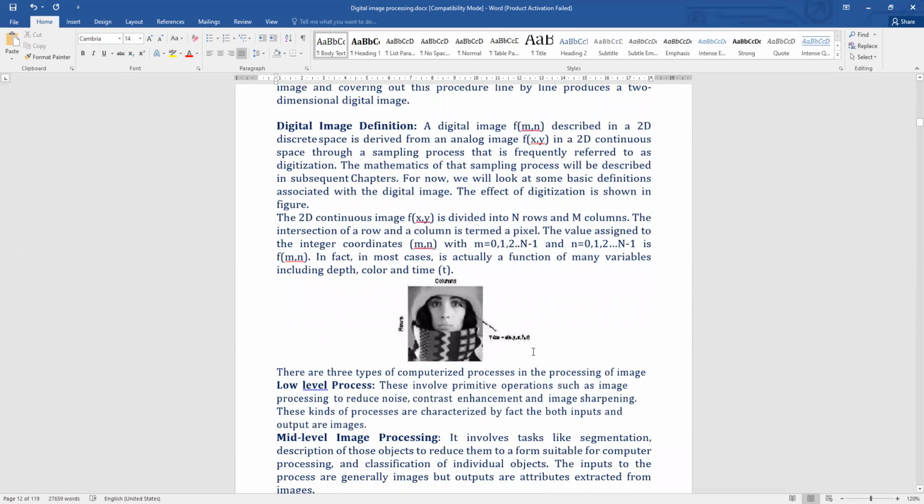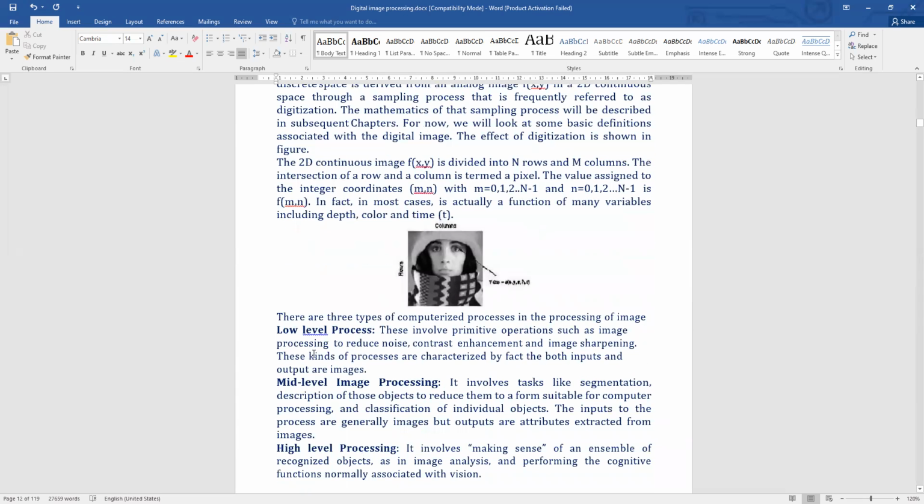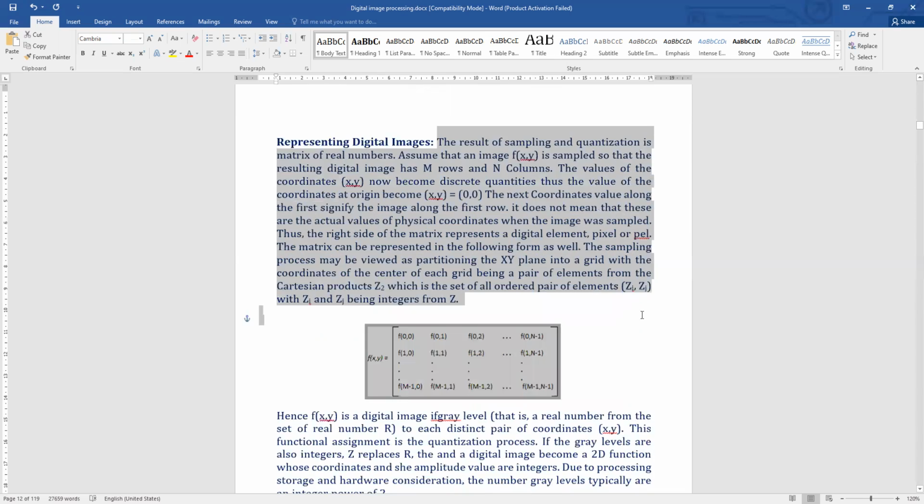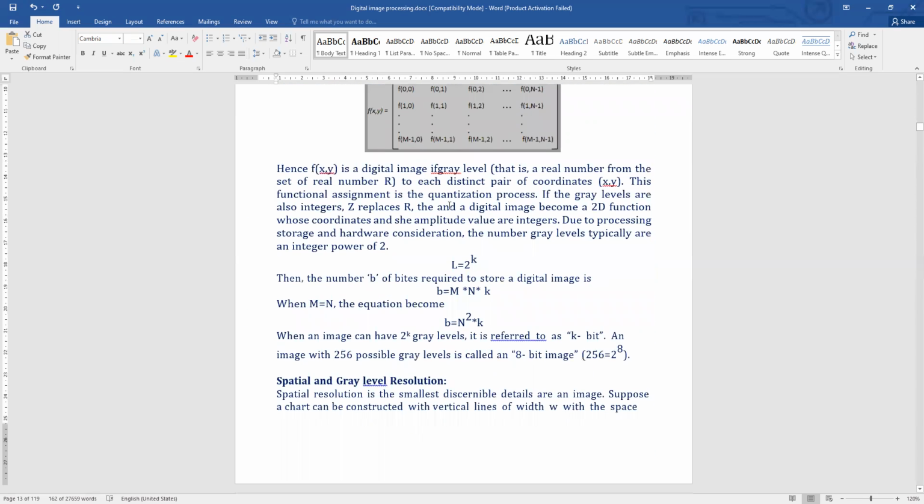So this is the digital image definition. You can go through it. This is low level, middle level and high level processing. What is the representation of digital images? We have the result of sampling and quantization as a matrix of real numbers. We took x and y, with M and N for rows and columns as the dimensions, and the coordinate 0,0 is always the central coordinate. The xy is a plane, viewed as the Cartesian product Z_i, Z_j. Fine. So this is a gray level digital image f(x, y).